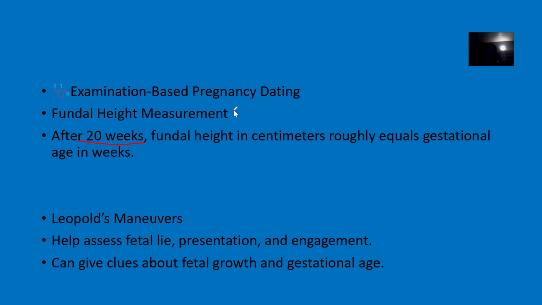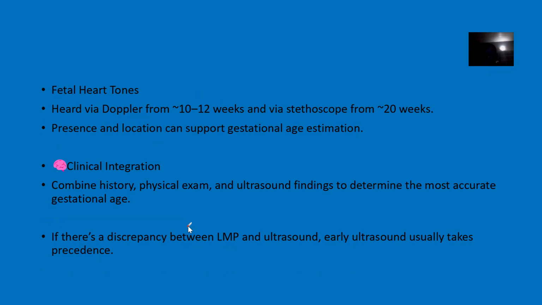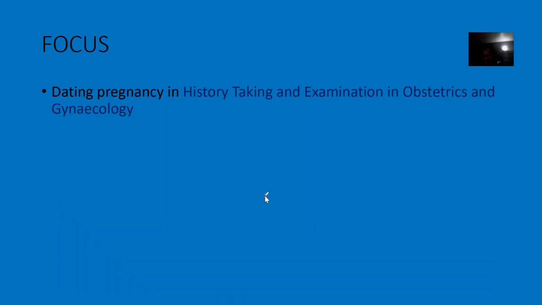So Leopold's maneuvers, this is when you now check around the stomach, see how the baby is lying, see which part of the baby is pointing down to the cervix. Do you understand? So you also pick up fetal heart tones, that's a heartbeat. Then clinical integration. So you combine history taking, physical examination, and ultrasound findings. Do you understand? So that I can get the most accurate gestational age and also accurately estimate the possible time that this woman will give birth.